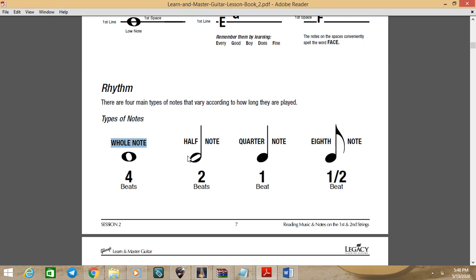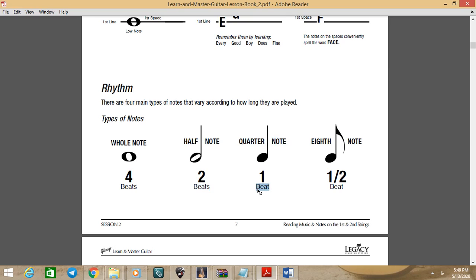And 2 beats: half note is the name, and it will continue for 2 beats. The shape of a half note is exactly like this: a circle and this. It's the shape of the half note. You should memorize it. And the quarter note is 1 beat. A quarter note is equal to 1 beat only.